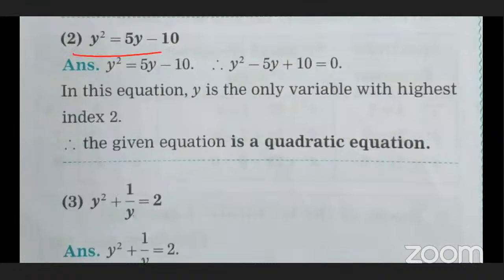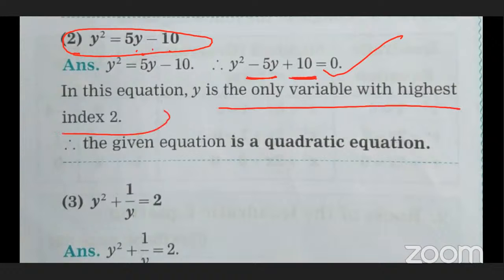y square equals to 5y minus 10. So y square minus 5y plus 10 equals to 0. This 5y comes to this side, it becomes minus 5y, and this minus 10 comes to this side, plus 10. So in this equation, y is the only variable with the highest index 2. So it is a quadratic equation. Am I right? If you find the degree 2, it is a quadratic equation.